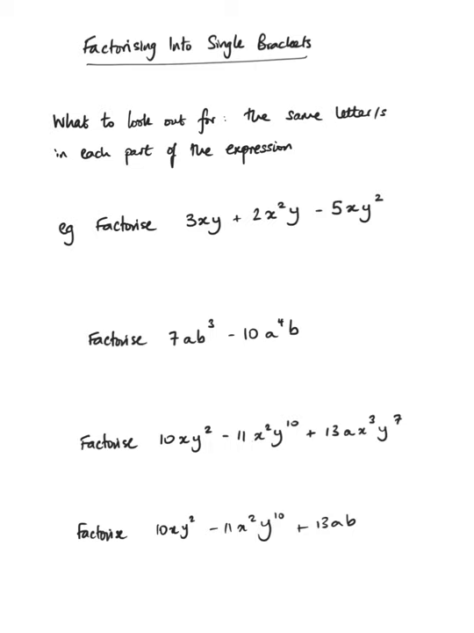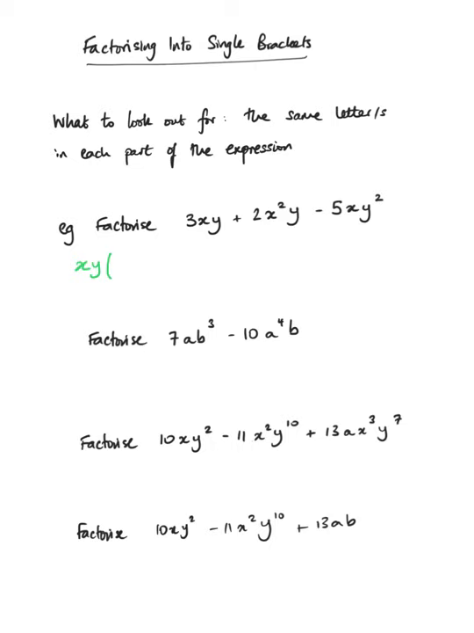The first thing you want to do is look at the numbers and see if they share any factors. 3, 2 and 5 are all primes, they don't. So I don't do anything this time with the numbers. Look at the letters and see which is the lowest factor, so the lowest power. So I've got an x, x squared and x. So the smallest number of x's there is 1. So outside the bracket I'm going to have x. Do the same for y. I've got y, y and y squared. So the lowest power is 1, y.